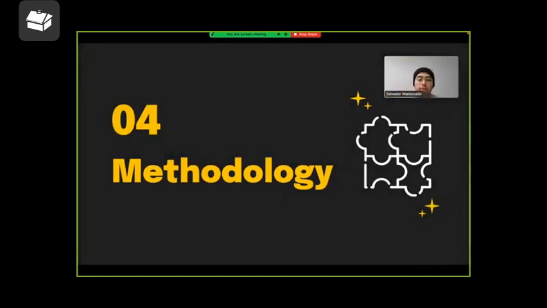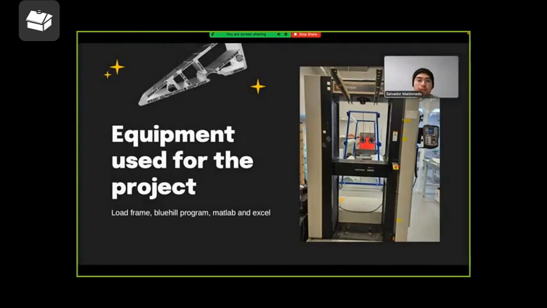All right, so now for our methodology. Okay, so first, the equipment used for the project. The most important tool was the hydraulic-based load frame with a 100 kilonewton load capacity and a precise error tolerance of 0.27%. On the other hand, the data collection was done through the Bluetooth software, which was already installed on the lab computers. On top of that, we used MATLAB and Excel to arrange the data into graphs and to obtain crucial information.